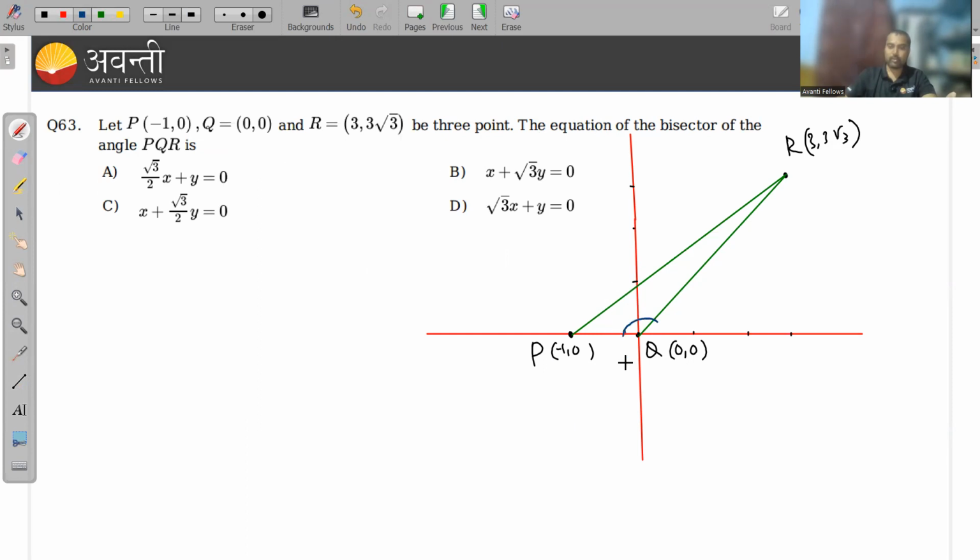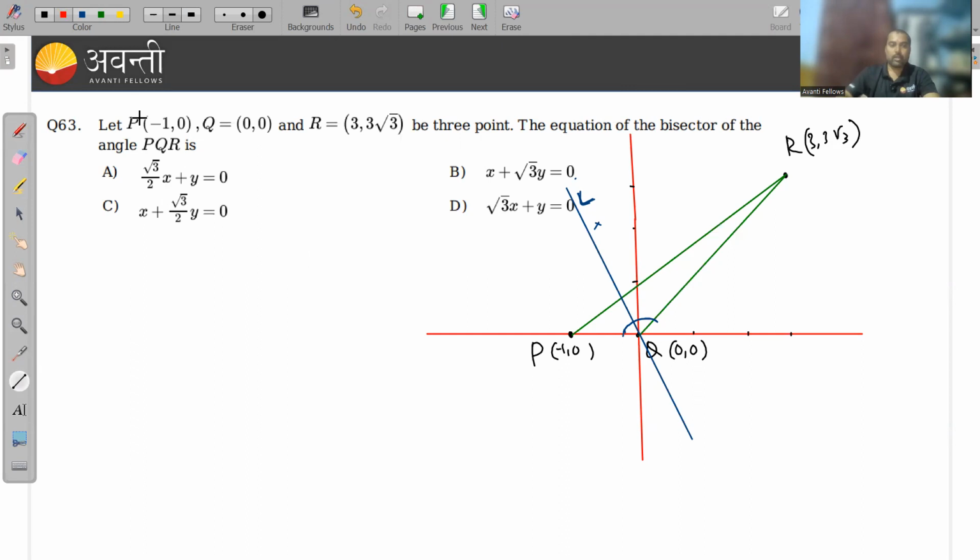This is the angle PQR, and if I'll draw the angle bisector, okay, so this is my angle bisector of the angle PQR. Suppose this line is L. So it is asking the equation of angle bisector L. So you need to find the equation of this line L.